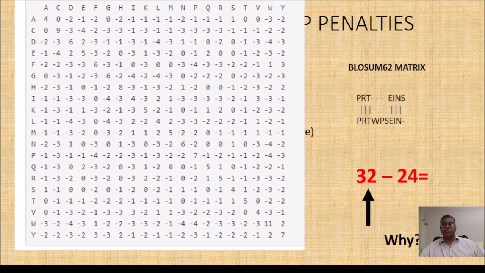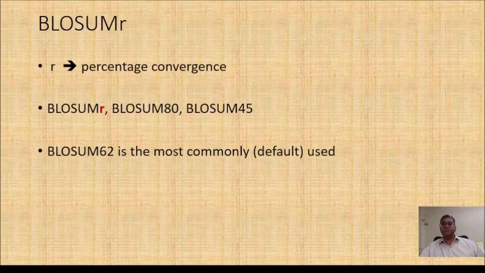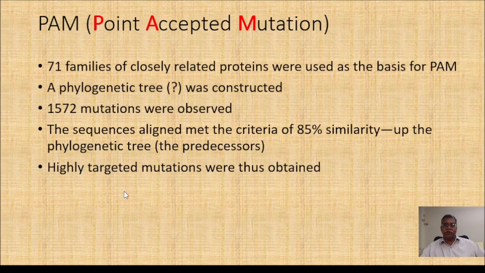Okay, so we saw this. Just repeating this particular slide. What does the R stand for? The percentage convergence, which is the similarity of that family of sequences. So with Blossom, when in doubt, use that middle of the road one. You've got a high number like 80, and a low number like 45. If you really are confident using it, because you know what sequences you're working with, and when you're doing research, you don't just want to go blindly. You have some sense of the nature of the proteins you're working with, right? But if you're in doubt, 62 is what people use, okay?